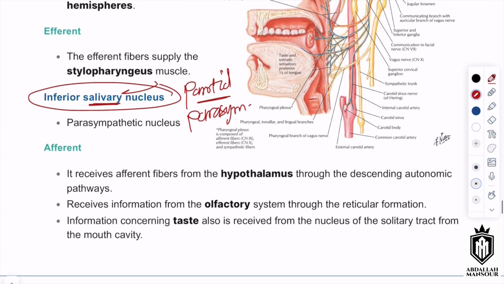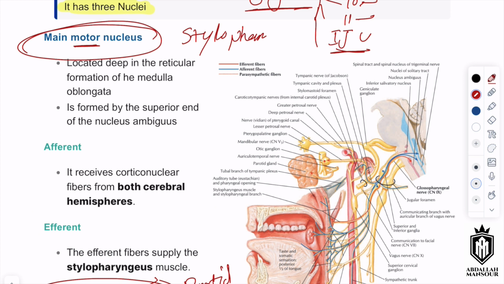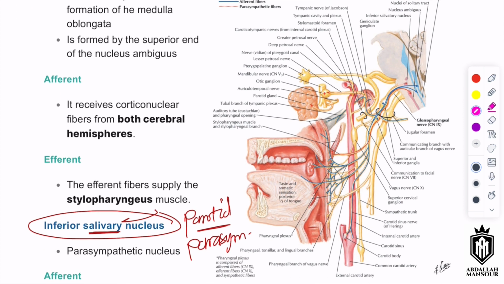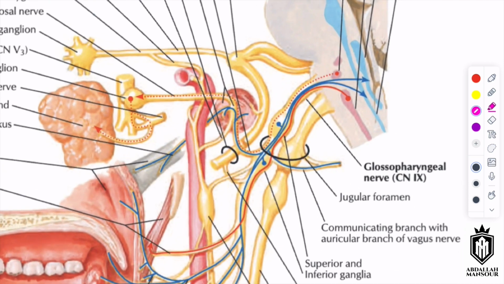All right, so let's go back to the main motor nucleus. The efferent is very easy to remember, because the only motor part related to the glossopharyngeal nerve is the stylopharyngeus muscle. And the afferent comes from both cerebral hemispheres, the corticonuclear fibers. The nucleus is located deep in the reticular formation of the medulla oblongata, and it's formed by the superior part of the nucleus ambiguus.